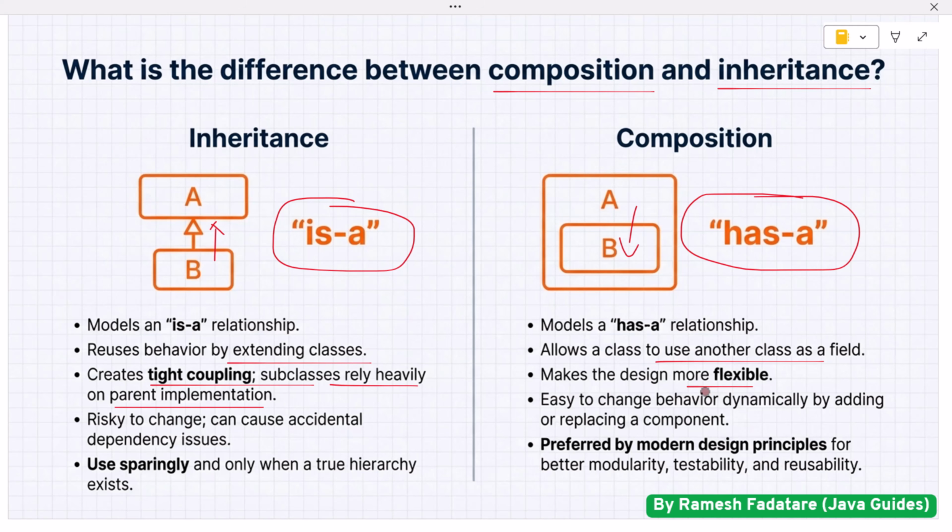Modern design principles prefer composition over inheritance because composition allows changing behavior dynamically and avoids accidental dependency issues. For example, adding or replacing a component is easy with composition, but risky with inheritance. Interviewers expect you to say that inheritance should be used sparingly and only when a true hierarchy exists. Composition gives better modularity, testability, and reusability.